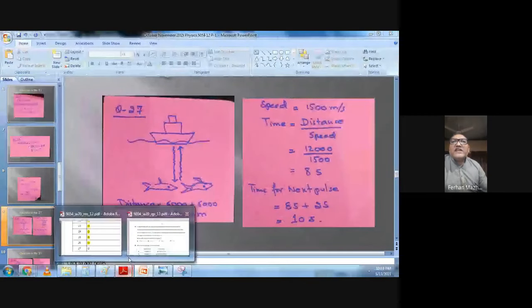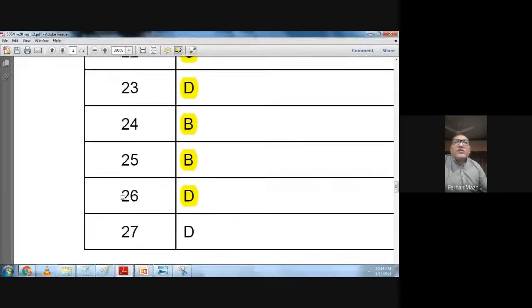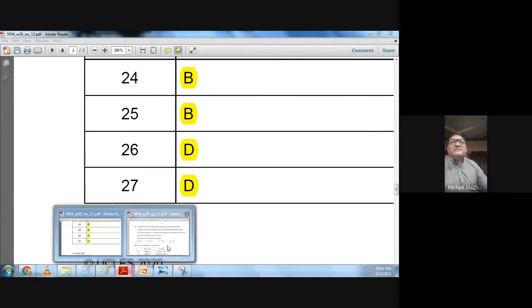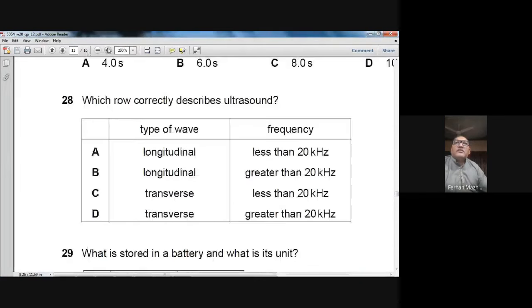10 seconds. So D looks the right option. Question number 27, D looks the right option, and it is the right option, sir. I hope you have understood this question. Okay, so here we go.